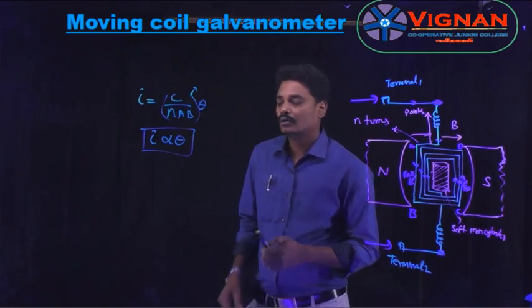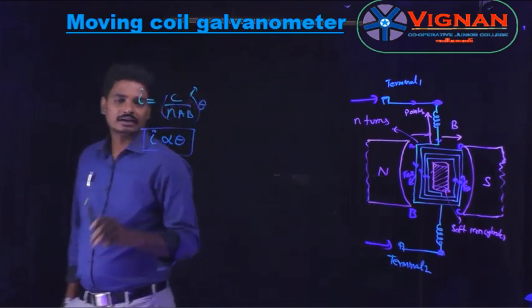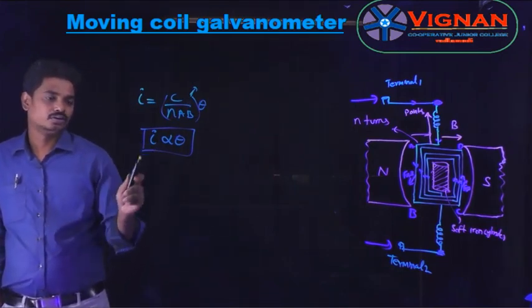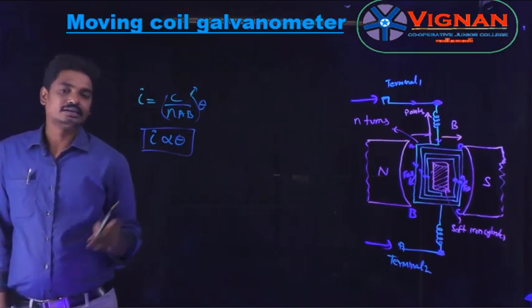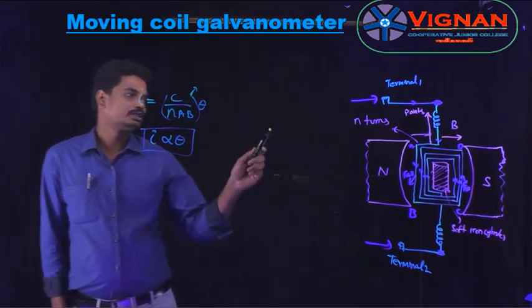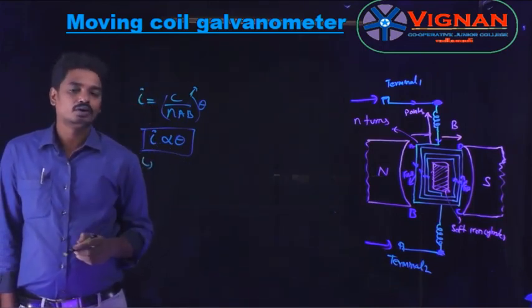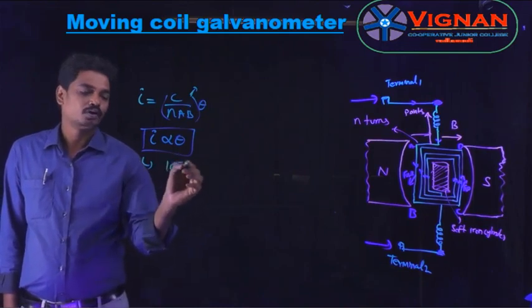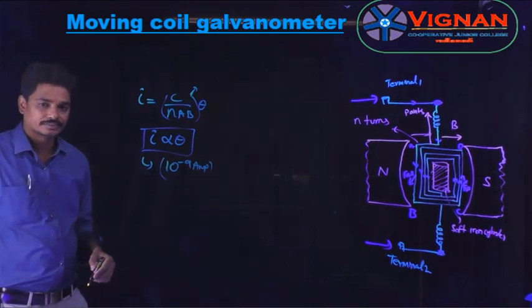Now, as the current is directly proportional to the angle of deflection, we can also measure small currents, since the deflection will be noted. By using the galvanometer, we are able to measure small currents, up to 10 power minus 9 amperes, that is, nano amperes.